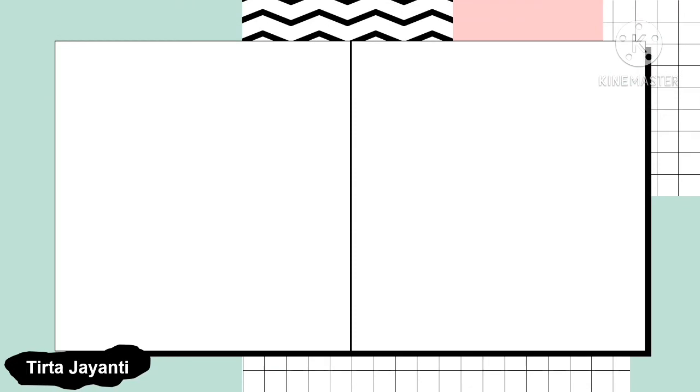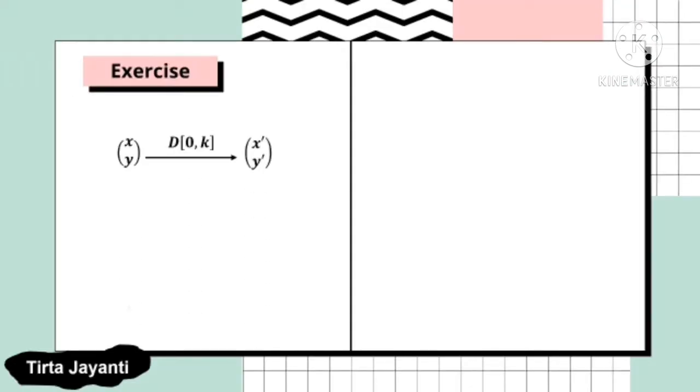Okay, next we will do the exercise. But before we go to the problem example, please consider the following formulation. The matrix (x, y) is the starting point, then the vector D[O, k] is the dilation vector, with O as the point or center of dilation and k as the scale factor of the dilation. Then, the matrix (x prime, y prime) is the image, the result of the dilation.